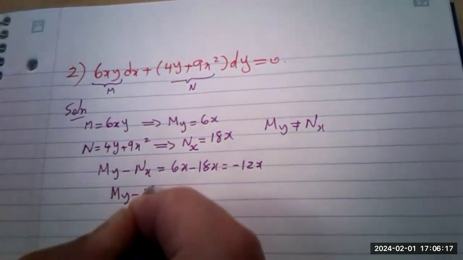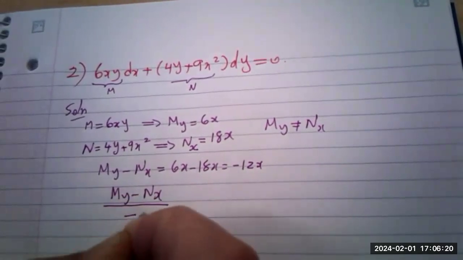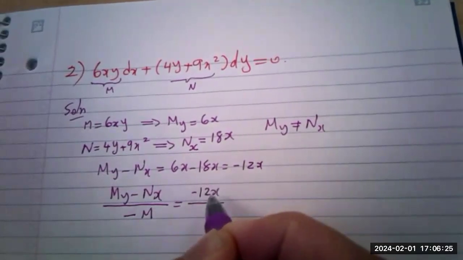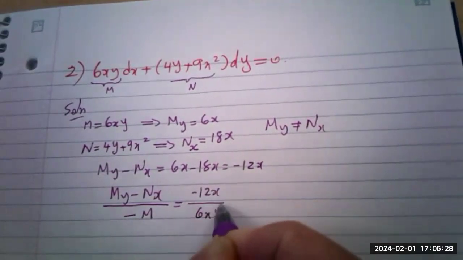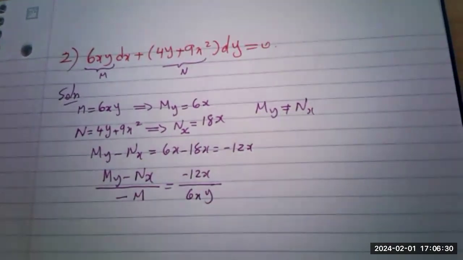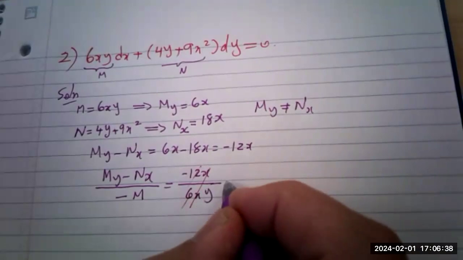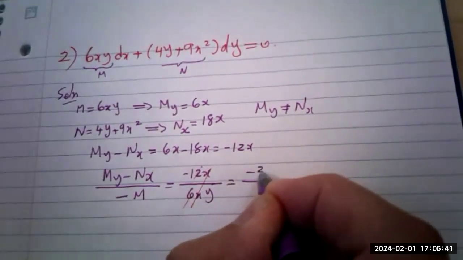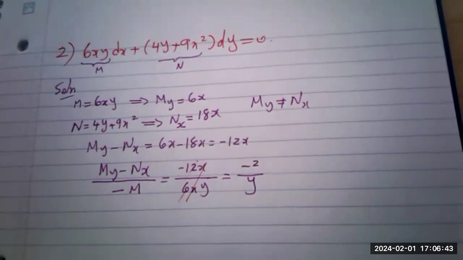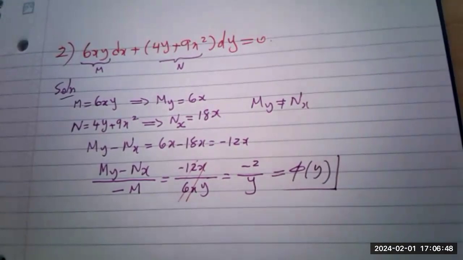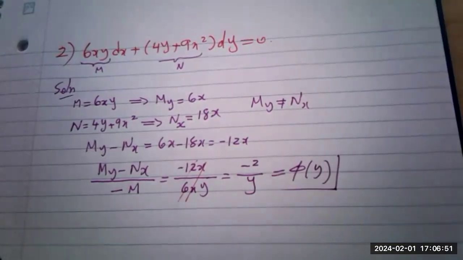So M_y minus N_x divided by negative N. So that gives you negative 12x on the top, 6xy then. Now you simplify it, you see the x would disappear, and the 6 and 12, so the result would be negative 2 over y. As you can see, this is a function of y. So we can call it h of y, and then continue. Now you know that there is going to be an integrating factor, which is a function of y.